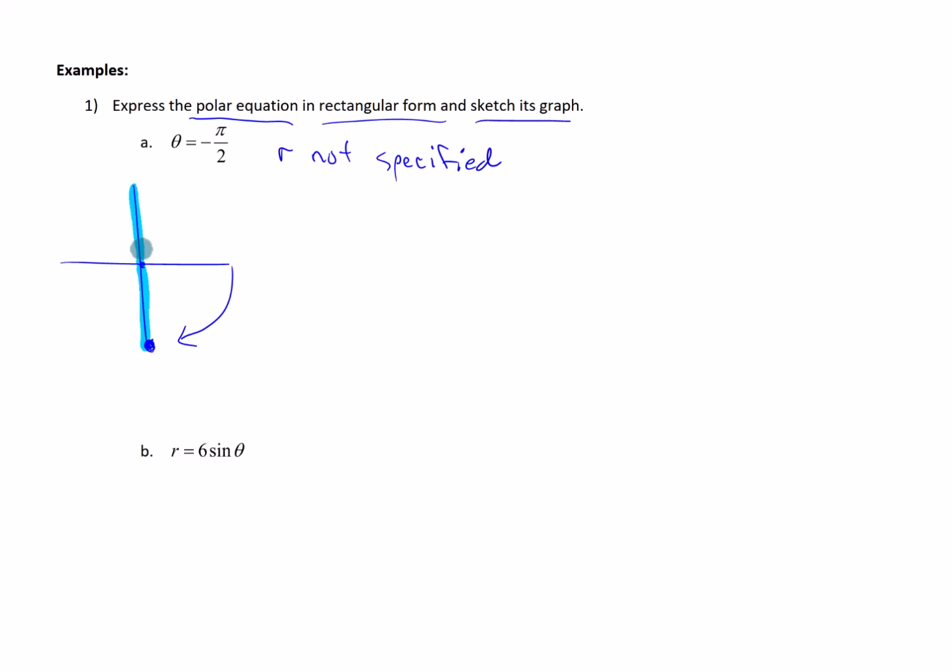R is not specified, so we have to assume it could be anything, which means if you do all of those possibilities, you're either pointing downward or upward, upward being a negative radius, downward being positive since you're already facing that direction after rotating negative pi over 2. Any of these combinations would then produce all the way up forever and all the way down forever on the y-axis, which is exactly the graph. So what we could say is the graph of this in rectangular form is just the vertical line x equals 0 because of what it means for theta to be negative pi over 2 and r to be not specified, which could be then anything.